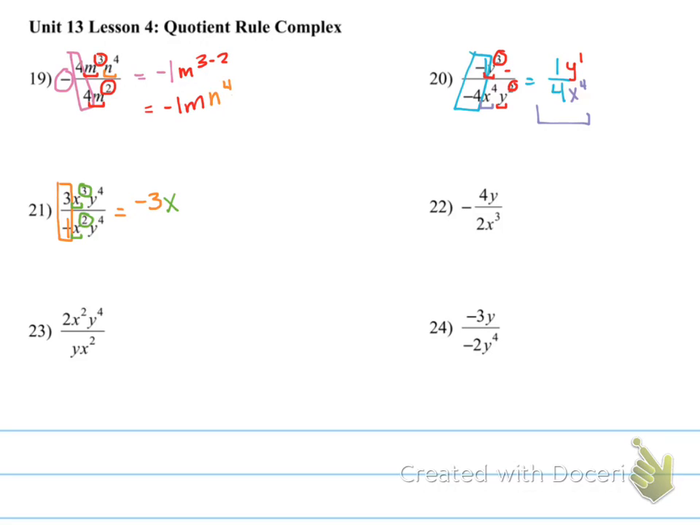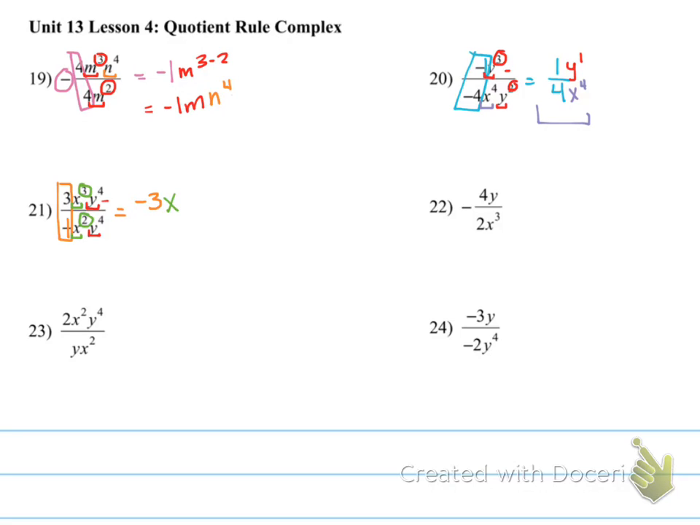And again, we're always putting that variable where the larger exponent is. So because the 3 is on the top, it's going to stay on the top. And then next, we're going to look at my y's, but notice they're the same number. So I got a y to the 4th on the top, y to the 4th on the bottom.